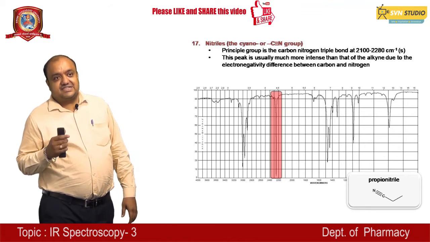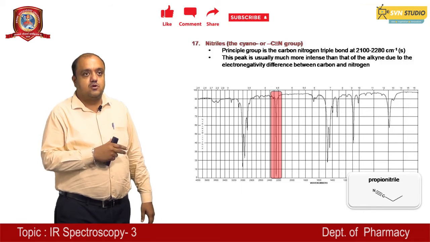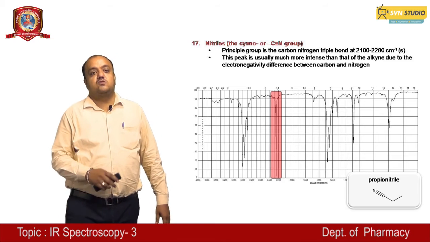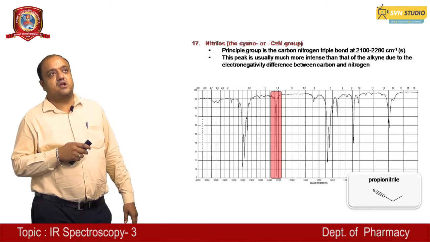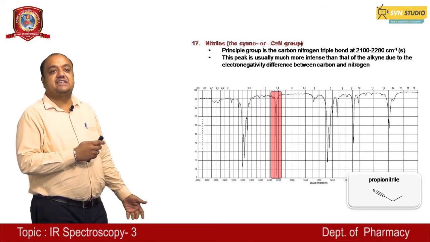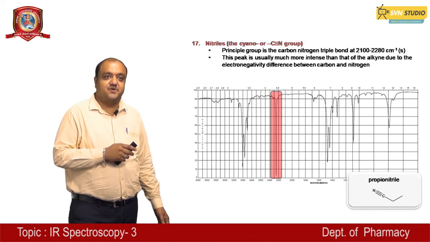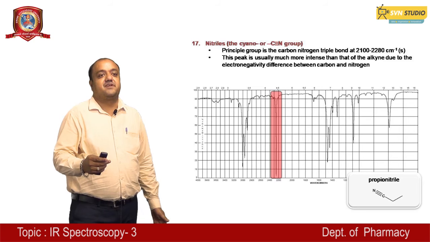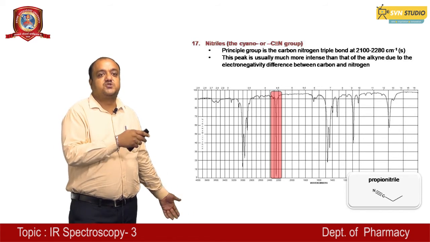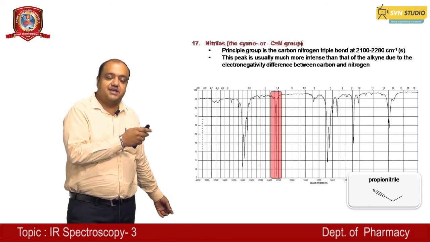And next example is nitrile, like the cyano or C≡N group, and the principal feature is the carbon-nitrogen triple bond at 2100 to 2280 centimeter inverse. This peak is usually much more intense than that of the alkyne due to the electronegativity difference between carbon and nitrogen atoms. For example, propionitrile, and their absorptions are shown in this region, 2100 to 2280 centimeter inverse.